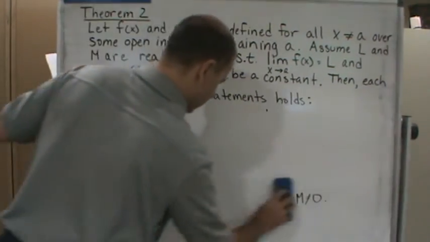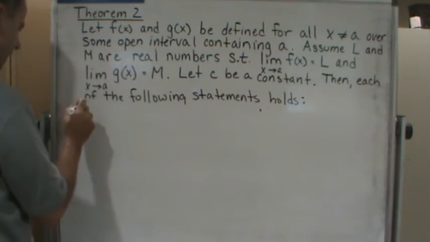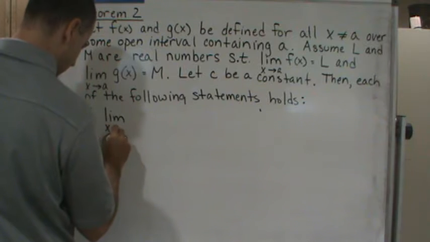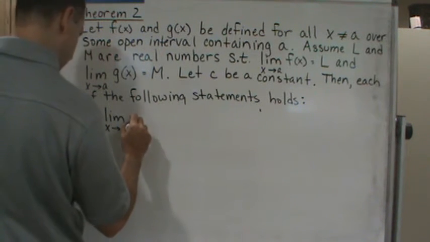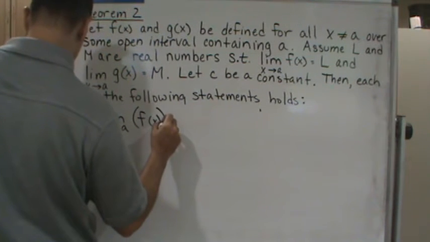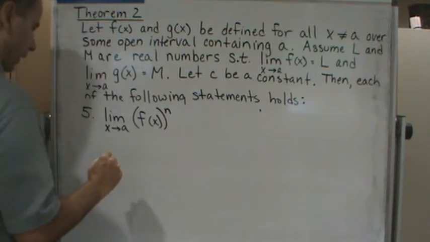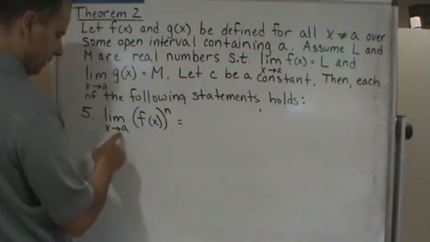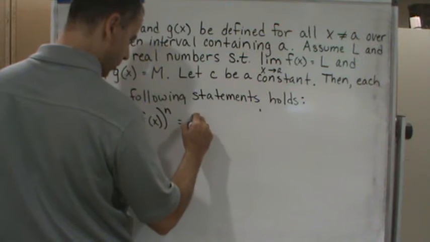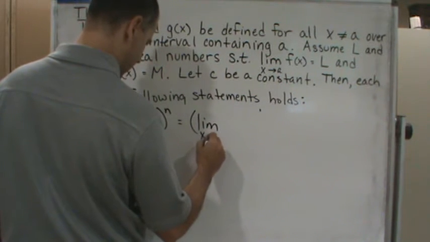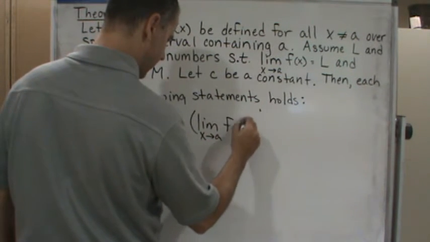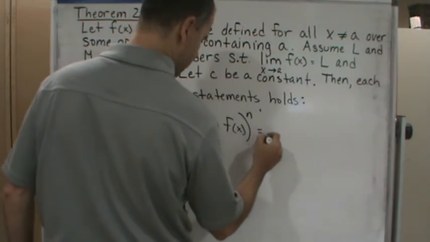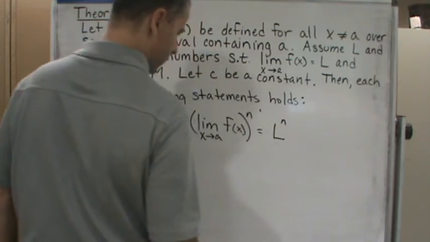So let me write that down. Number 5 that I have is the power law, and it's the limit as x approaches a of f of x raised to the power of n. What this means is you can put the limit into the power. So the limit of the power would be the same as the power of the limit. So we can write this as the limit as x approaches a of f of x, all raised to the power of n. And then of course we can do this limit inside, which again is L.